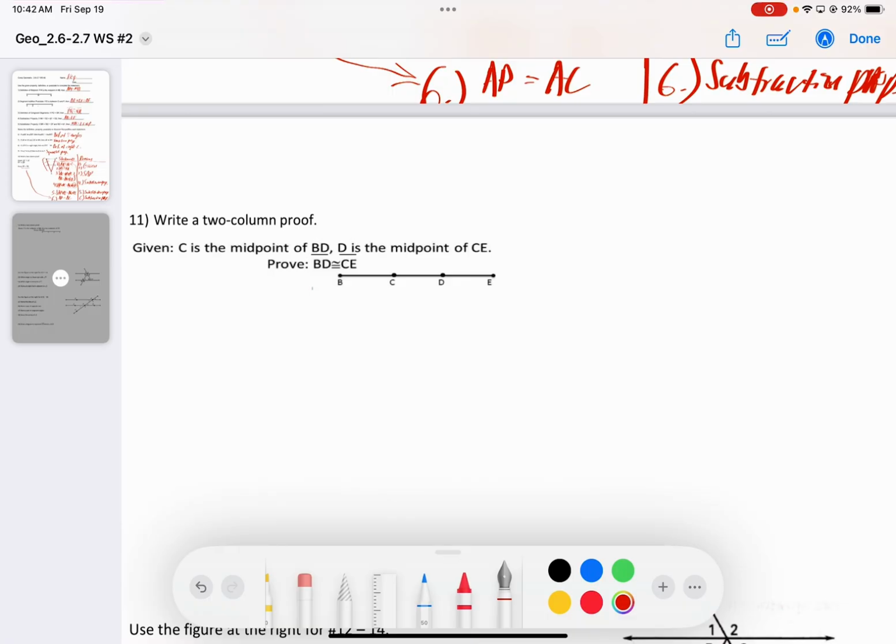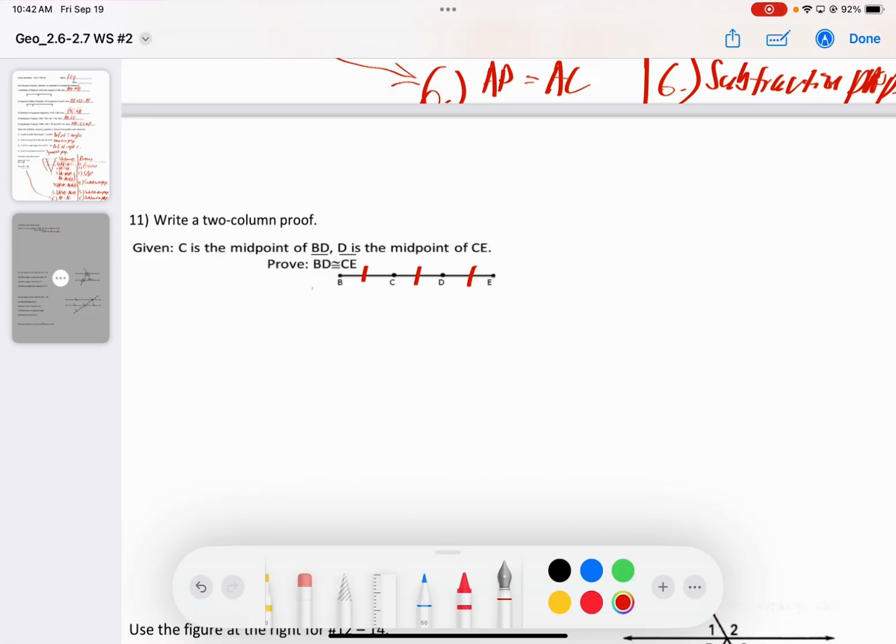If you know that C is the midpoint of BD, what did you say after that? You wrote your givens already, and after your givens, what did you state? Number 3, BC equals CD because of the definition of midpoint. Yep. And then you said basically the same thing for step 4, so I know that CD and DE are equal to each other. Super, that's the definition of midpoint.